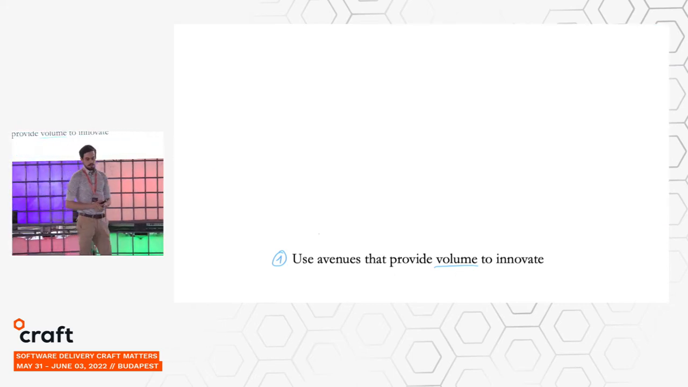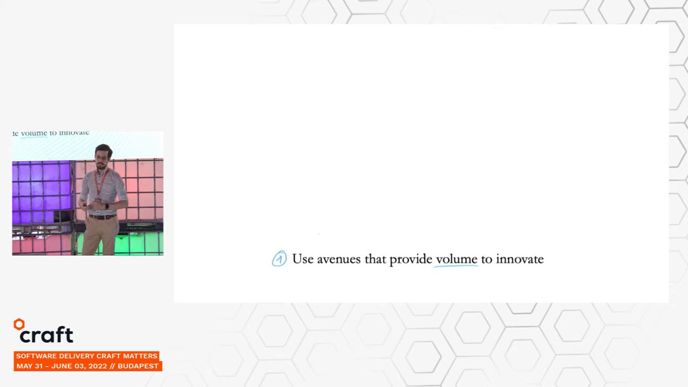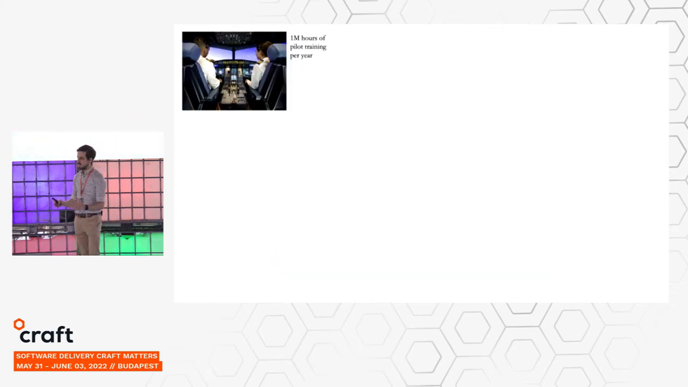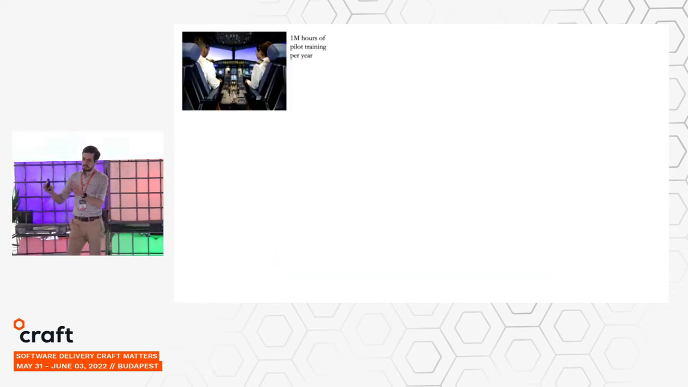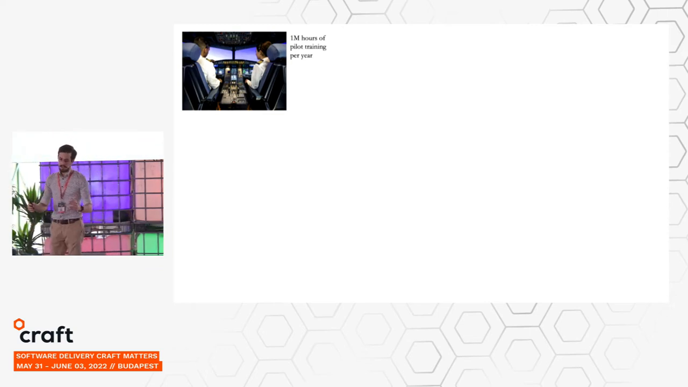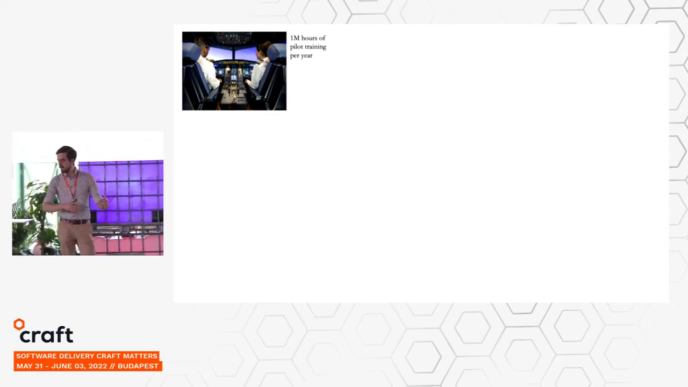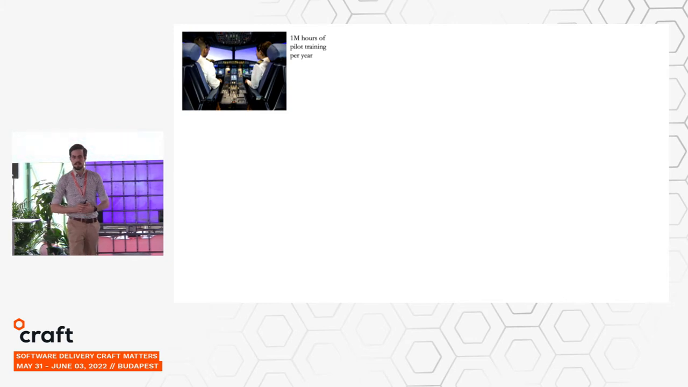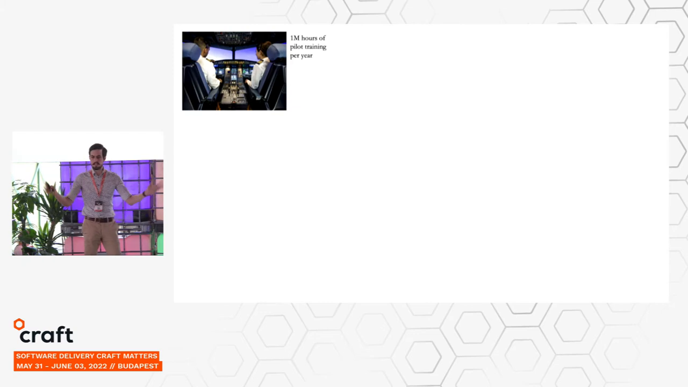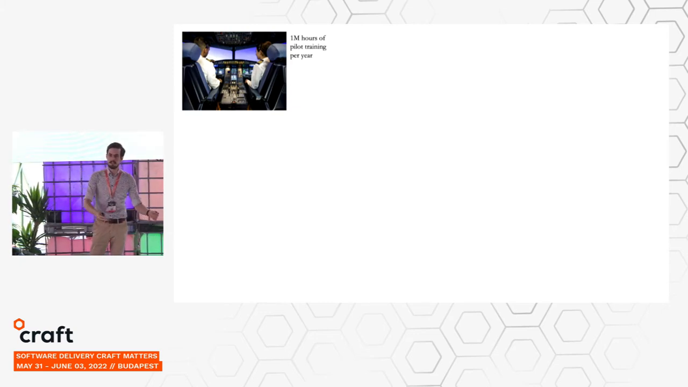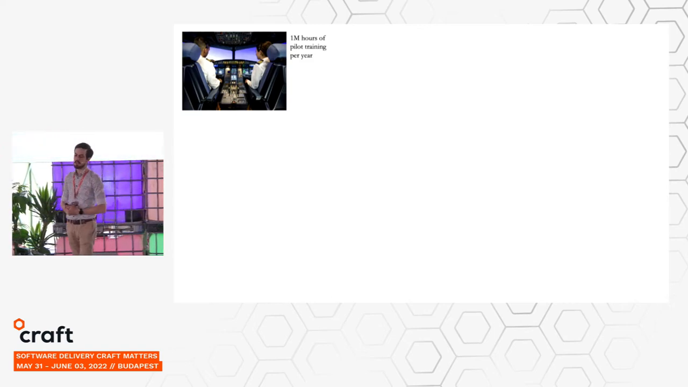First one is to use avenues to provide volume to innovate. I will illustrate it through an example to make sense. CAE is providing training for civilian pilots all over the world. Before COVID, that was 1 million hours of flight training all over the world. That's a huge amount. We are using big fancy flight simulators full of motion systems, different kind of projection systems, and the cockpit is fully replicated, so there are 1,000 things which can break.